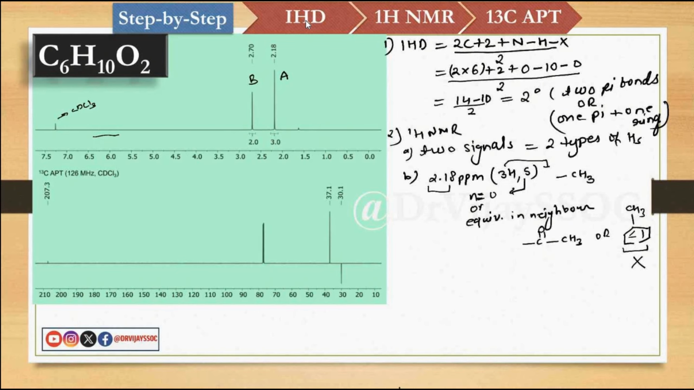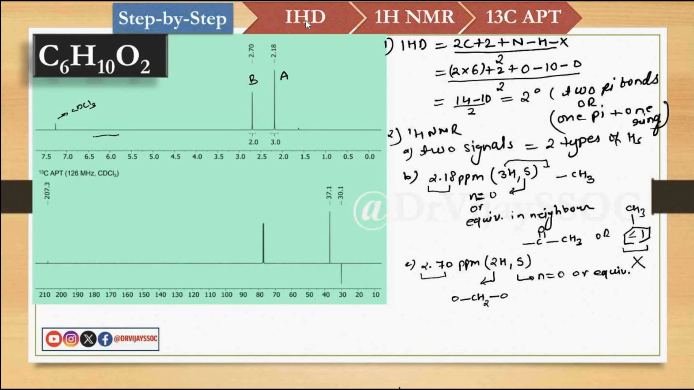Okay, let's see further. Now signal B is at 2.70 ppm, and this is also a singlet, right? Its integration value is 2 hydrogens, singlet. So this indicates that n is 0, or there are equivalent hydrogens, meaning same hydrogens. And this value indicates that there is a CH2, and this value probably says that this is also attached to the keto group. So let's see the carbon NMR, because from the 1H NMR we can't conclude anything more.